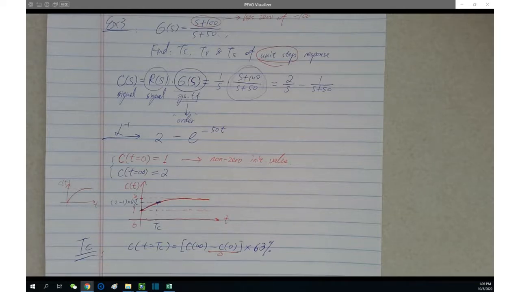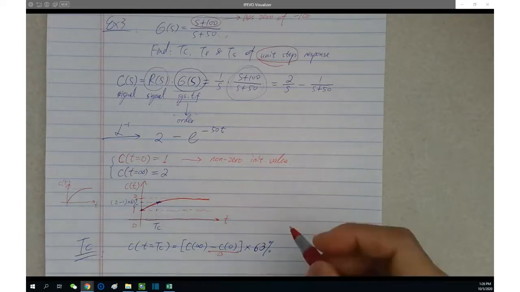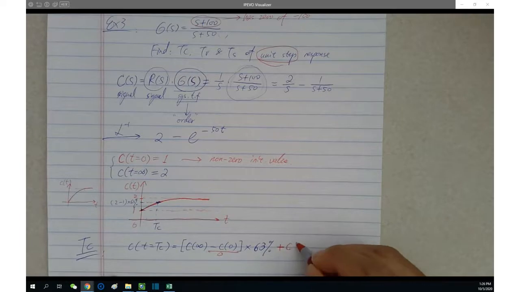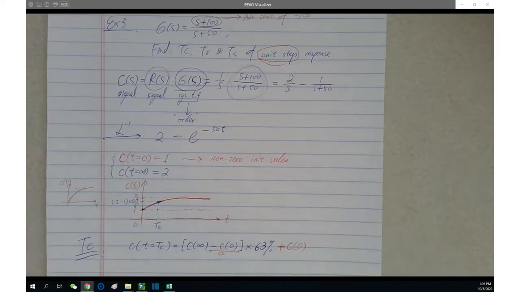Speak out, Alex. Don't you have to add the initial value back? Oh, very good. Why is that, folks? Why is that?